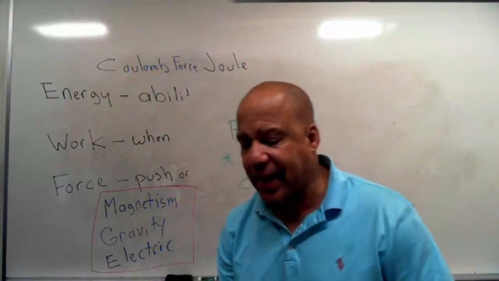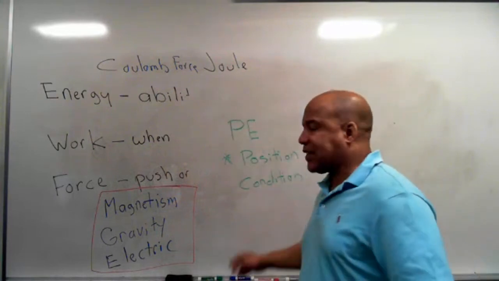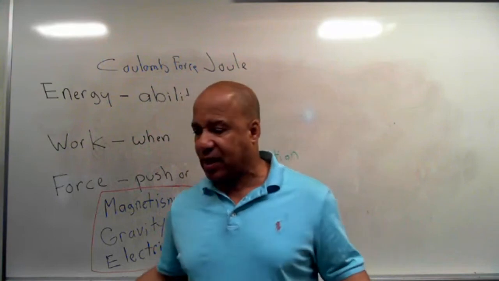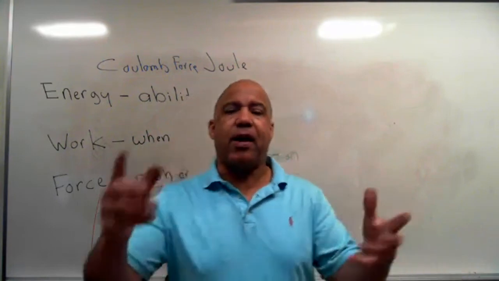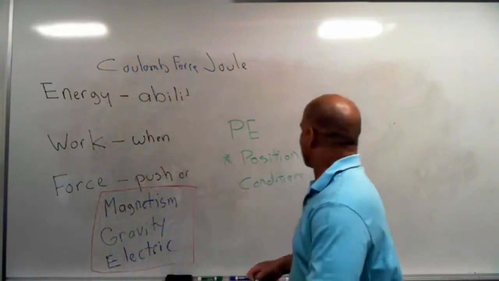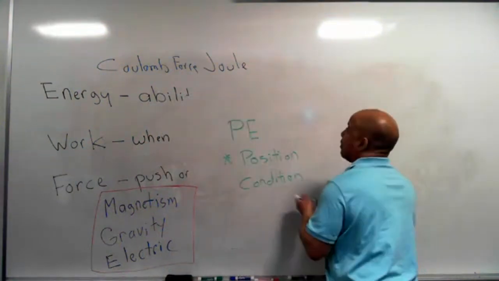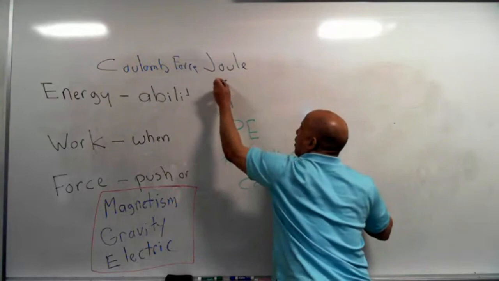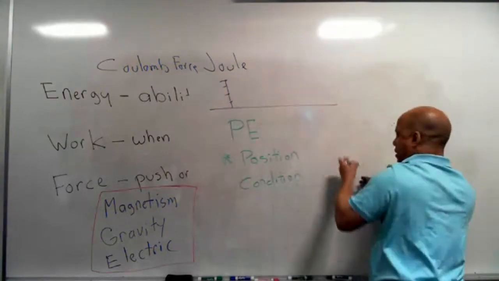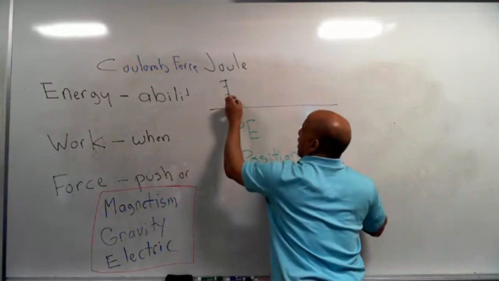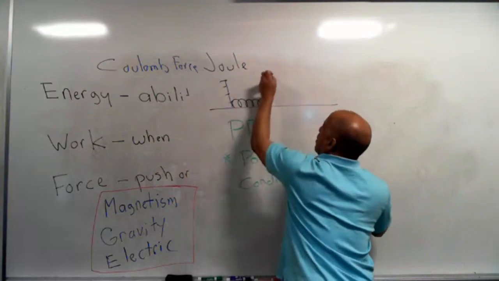So what I mean by that is, let's say I need a prop. Okay, here's an example. Let's say I have a wall. Here's the wall. Here's the floor. And let's say I have a spring, a metal spring.